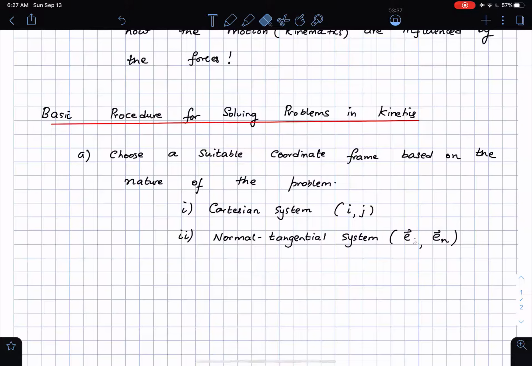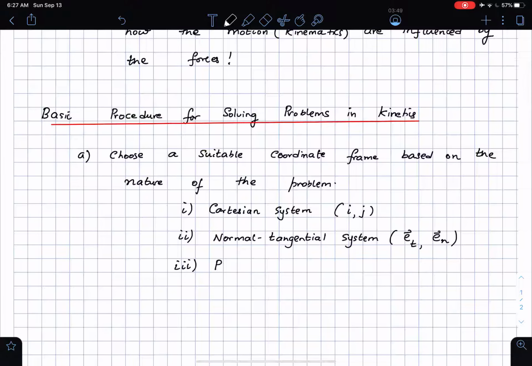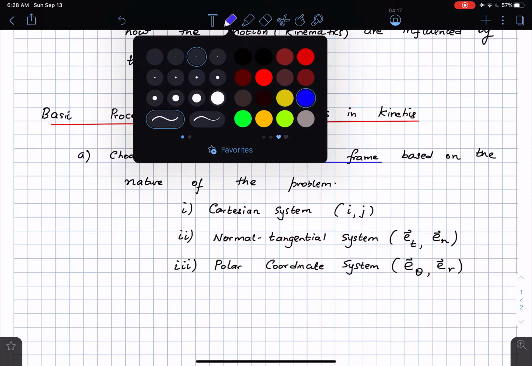Let me write my t properly, otherwise that looks like a theta. Then we have a radial-transverse coordinate system, or a polar coordinate system, where your unit vectors are e_theta and e_r. So the best thing to do in any problem is to choose a suitable coordinate frame. This is where problems are either made or broken, and it is the most important step in pretty much all problems.